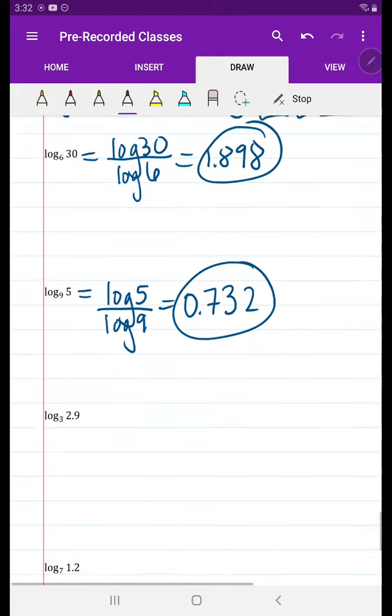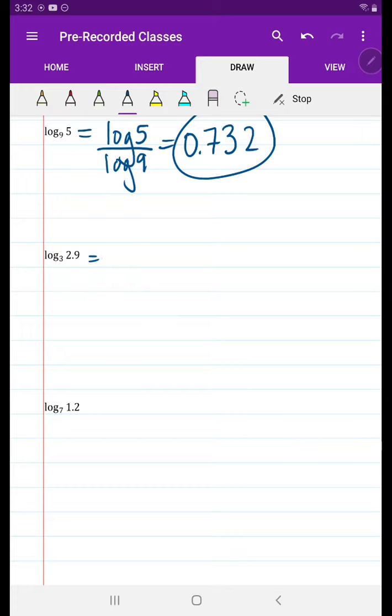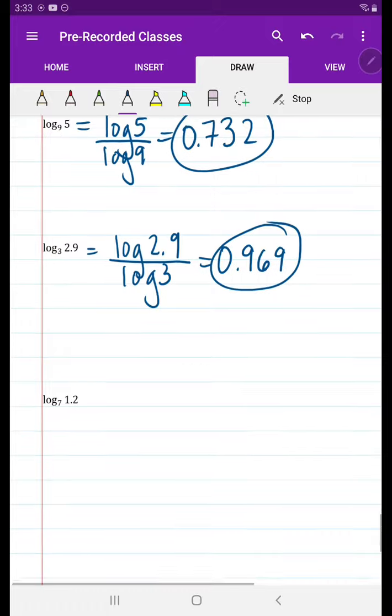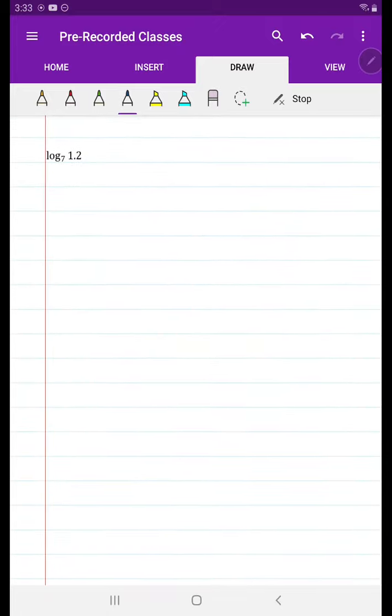All right, so now log base 3 of 2.9 is going to turn into log 2.9 divided by log 3. So log 2.9, close the parentheses, divided by log 3, close the parentheses, and if we round this, we'll get 0.969. All right, so I think this is the last example. Yes, this is the last example.